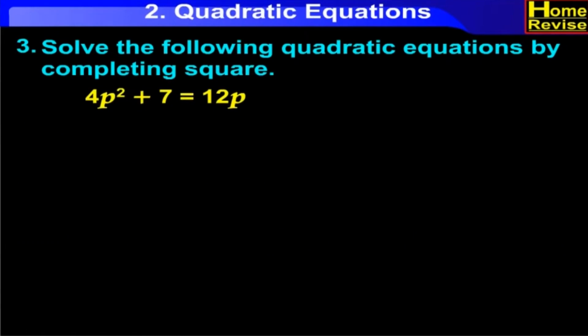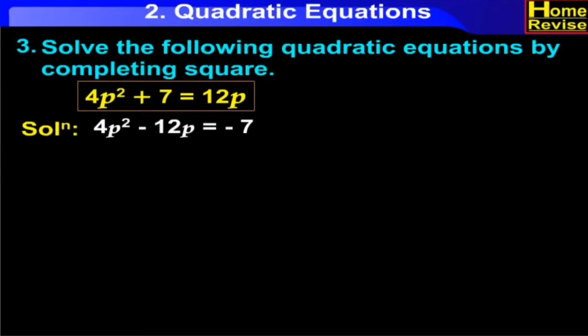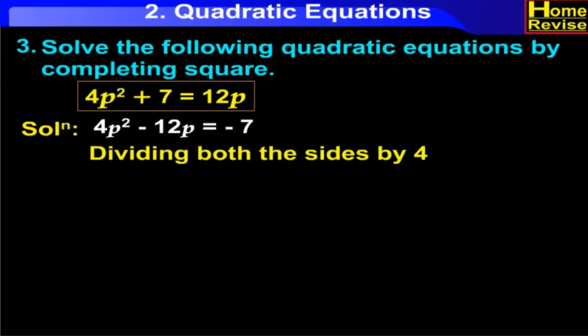Four p square plus 7 is equal to 12p. Solution. The given equation is 4p square plus 7 is equal to 12p. After shifting the terms, we get 4p square minus 12p is equal to minus 7. Dividing both the sides by 4, we get p square minus 3p is equal to minus 7 upon 4.